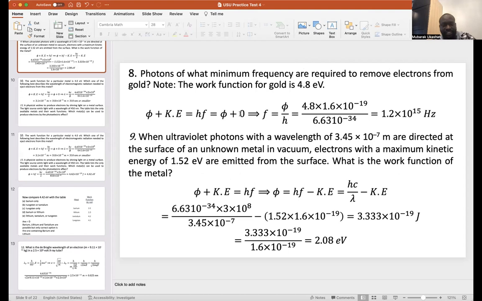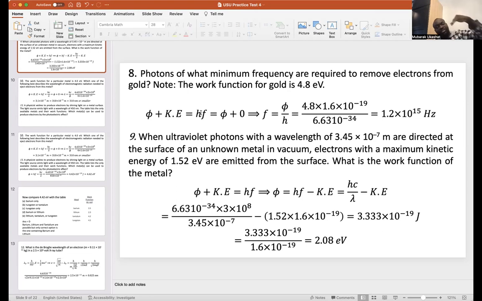So there's no kinetic energy at this point. So the minimum frequency is the frequency corresponding to the work function. Work function plus kinetic energy equals the energy of the particle. So you first of all need to heat up the electrons and then eject them. The ability to heat them up and make the electrons ready to eject, that's the work function.